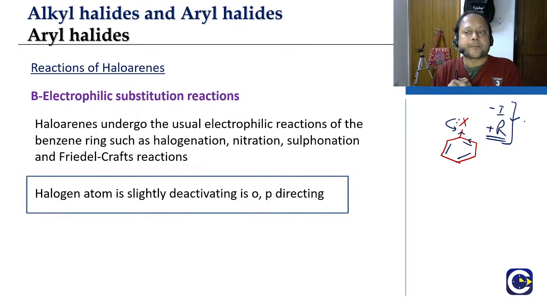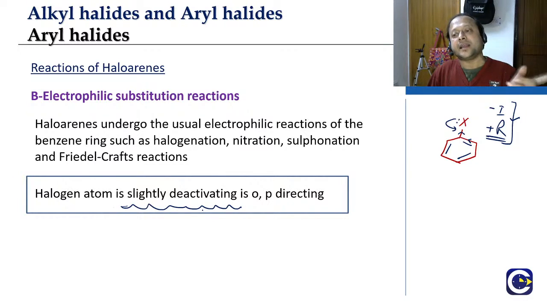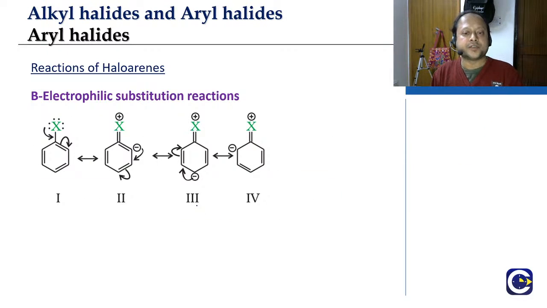So what happens? The plus R effect will make the electrophiles get added at the ortho and para positions. That's all right, but then the minus I effect weakens that. So therefore halogen atoms are ortho para directing, but they are the weakest groups to undergo ortho para substitutions, right? So therefore they are slightly deactivating, while others are activating. Halogens are deactivating ortho para directing groups. They are also very weak ortho para directing groups, right? Let's explore further.